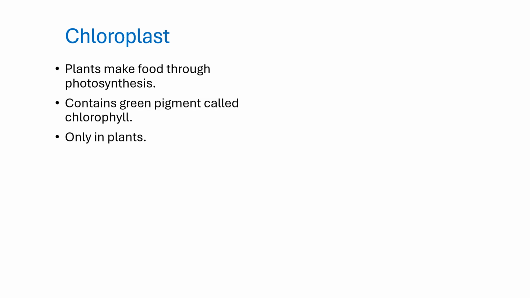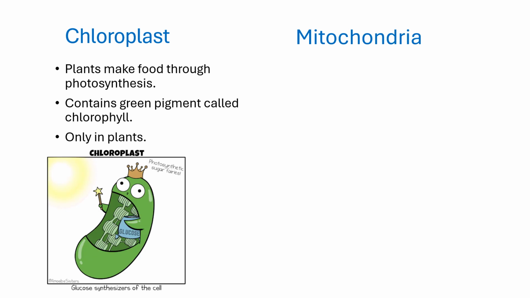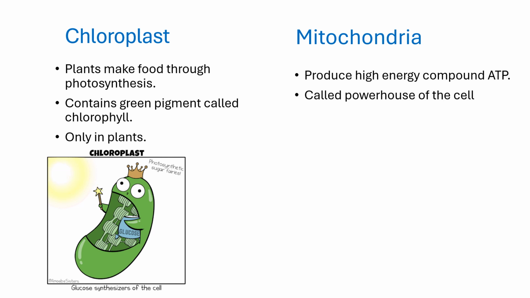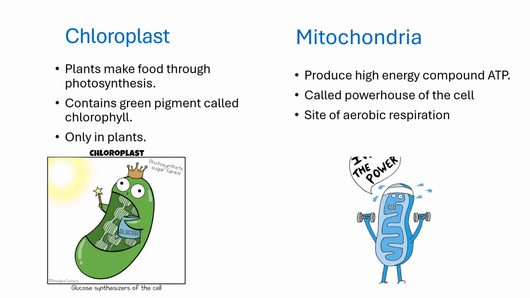Next, we have chloroplast, which is only found in plants. It contains a green pigment called chlorophyll, which helps to make food through photosynthesis. It absorbs energy and converts this energy into glucose. Similarly, mitochondria is a site of aerobic respiration, and this produces energy. It is also called the powerhouse of the cell.